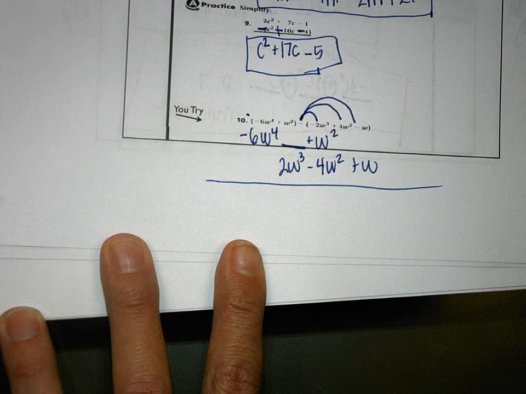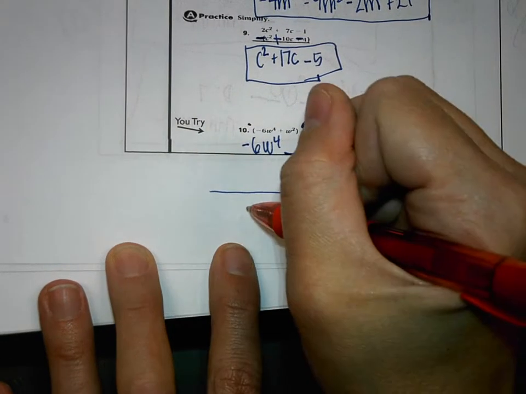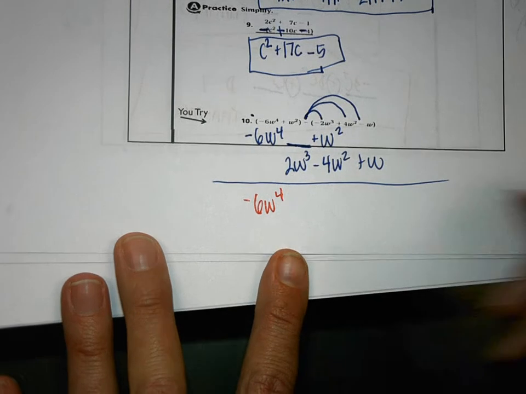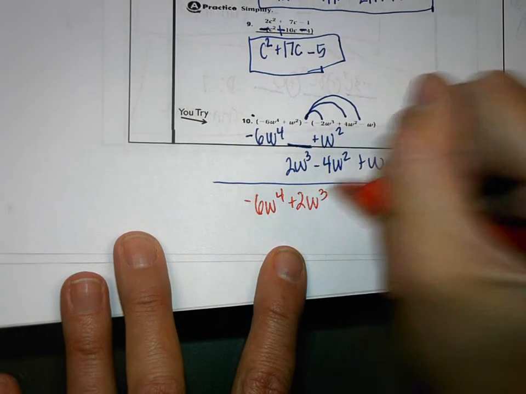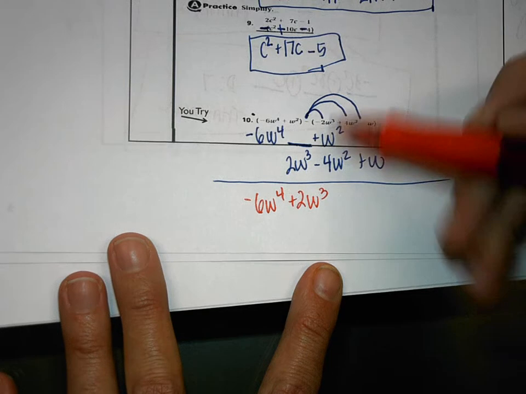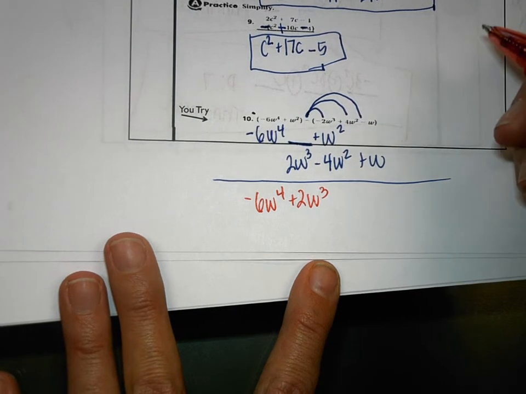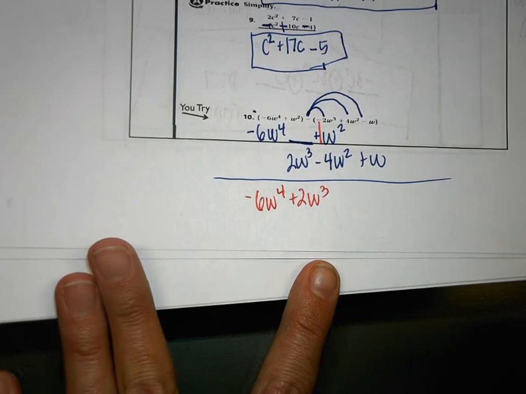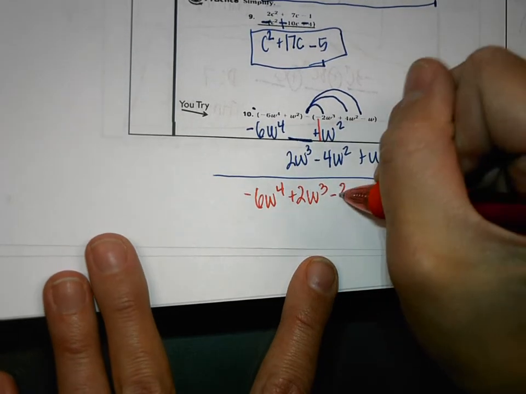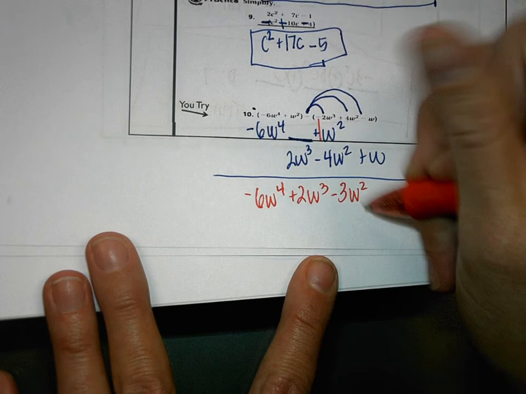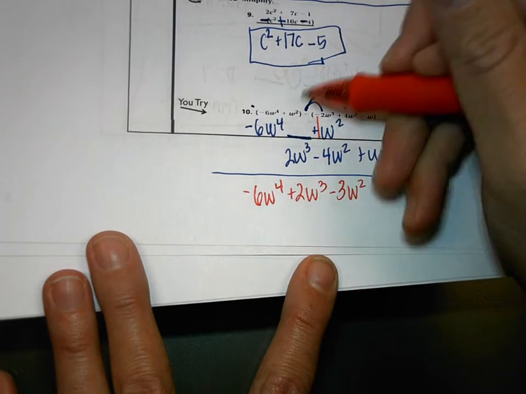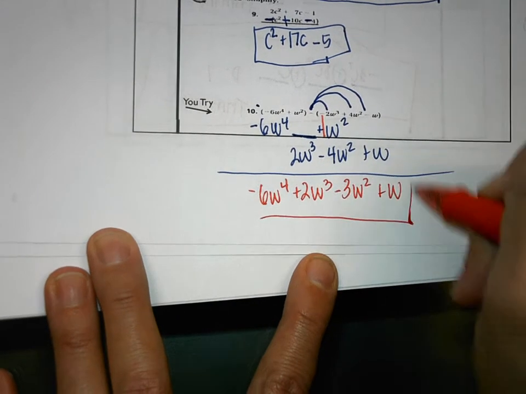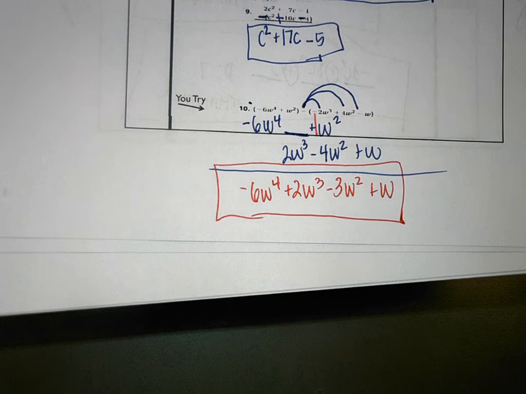So when I combine my like terms now, we have negative 6w to the 4th, a positive 2w to the 3rd. What happens here with the w to the 2nd? Good, that's a 1, right? 1 minus 4 is negative 3w squared. You always keep the last name, okay? You're only adding and subtracting your coefficients, which are your numbers in front. And then we have plus w here at the end. That's my answer. And also notice it's in standard form. It's descending.